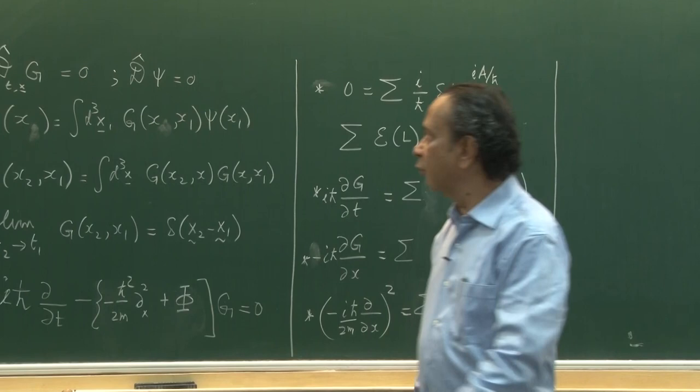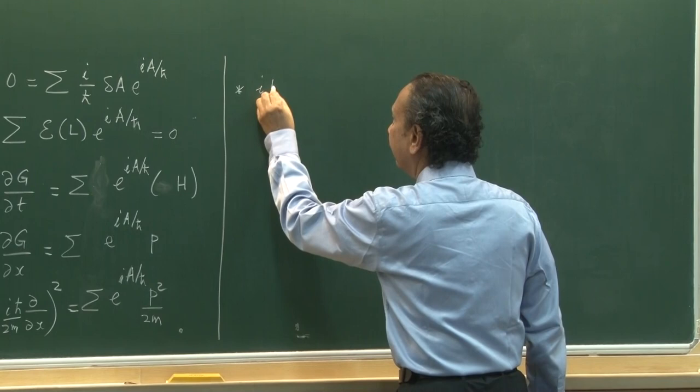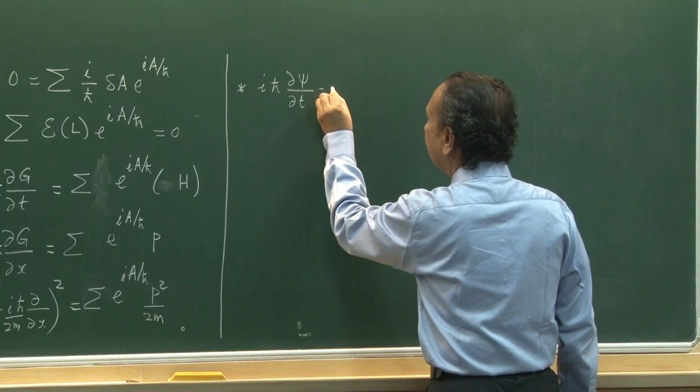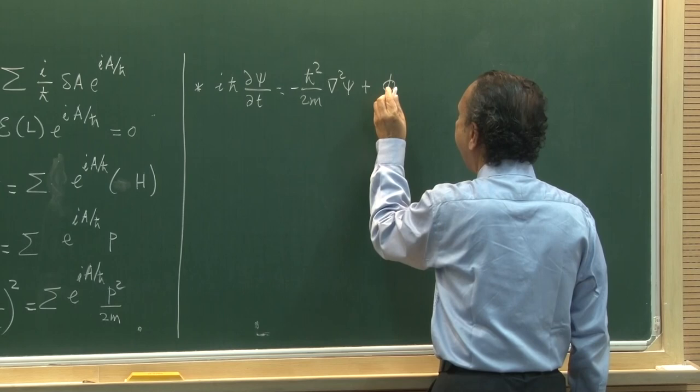And we originally said that if g satisfies this differential equation, psi should satisfy the same differential equation. So we have derived a differential equation for psi, which is i h cross d psi by dt equals minus h cross squared by 2m. And now if I do it in 3 dimensions, I will get del squared psi plus whatever is my potential. I will use V, which is the standard notation, V times psi.